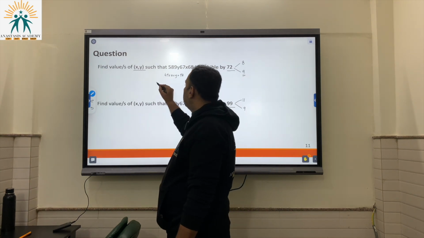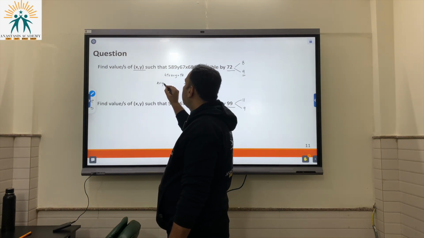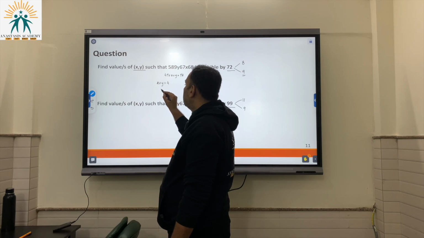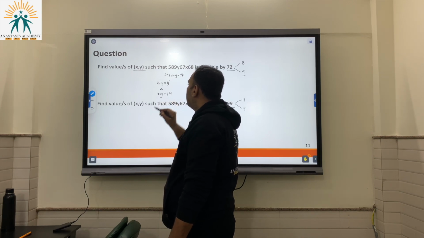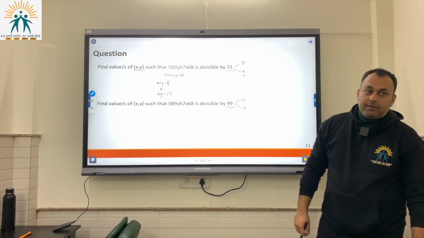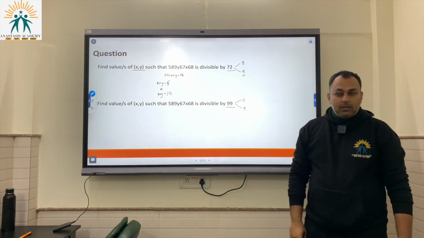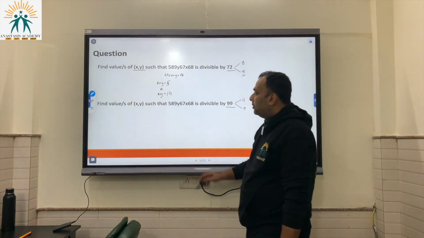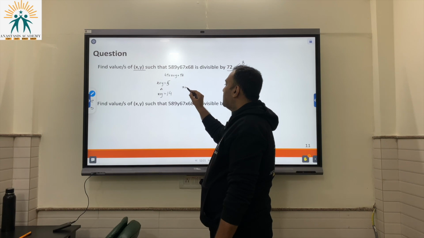Can I now say x plus y is equal to 5, or x plus y has to be equal to 14. Multiples of 9 existing after 49 are 54 and 63. Can I also extend it to x plus y is equal to 23?